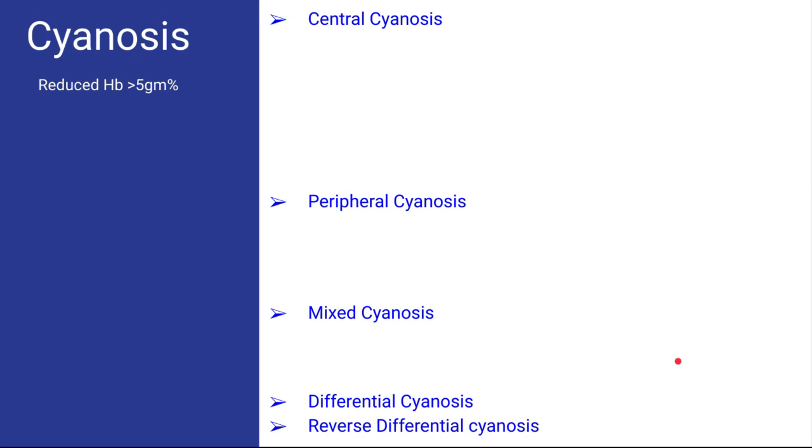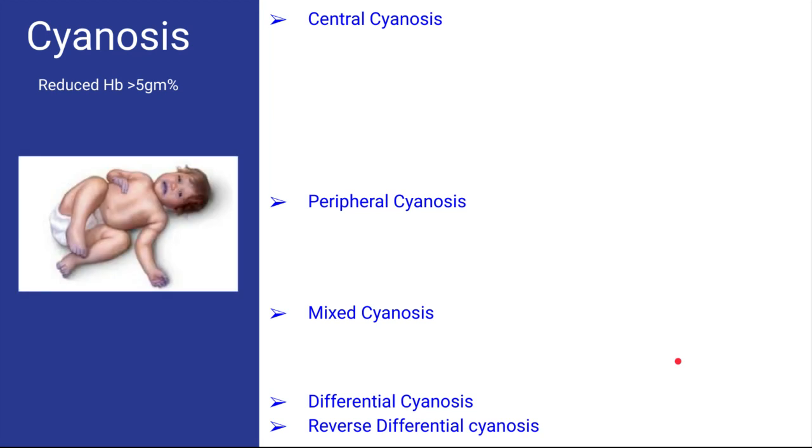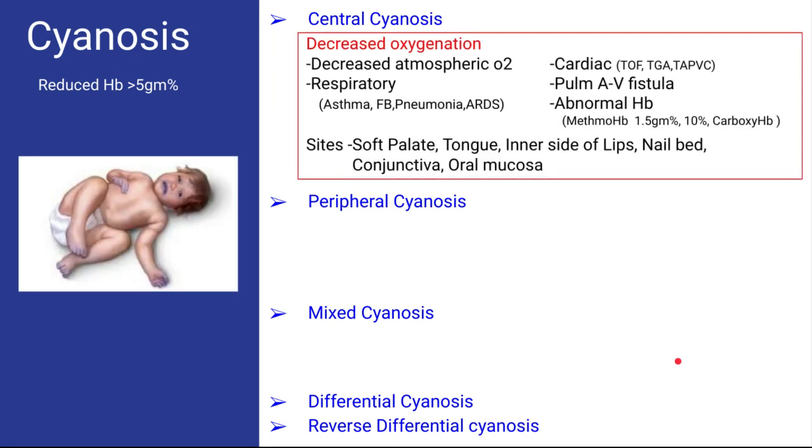So first is central cyanosis. In central cyanosis, the mechanism behind cyanosis is decreased oxygenation, which can be due to decreased atmospheric oxygen, like in high altitude, or due to respiratory causes like asthma, which causes alveolar hypoventilation, foreign body or obstruction of the airway, which causes ventilation perfusion mismatch, or pneumonia or ARDS, which causes impaired oxygen diffusion.